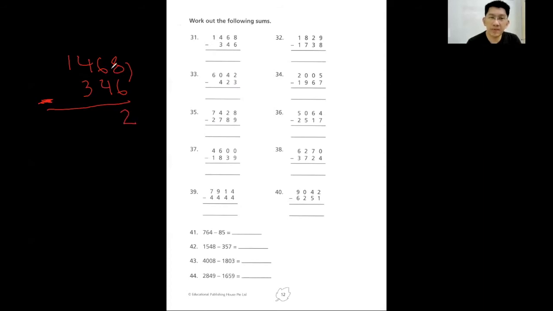What about 6 minus 4? Next group, 6 minus 4. 6 minus 4 is also 2. Okay, remember, when you get the answer, write it down at the bottom of that group that you're working on. Okay, don't write it anywhere else. Now, the next group is 4 minus 3. 4 minus 3 is 1. And then 1 minus nothing. 1 minus 0. Basically, nothing means 0. 1 minus 0 is 1. Okay, so that's the answer for number 31.